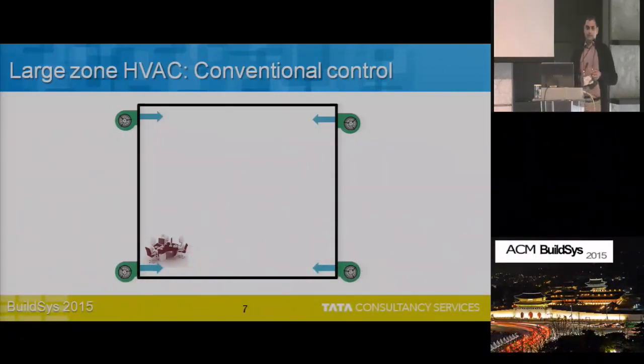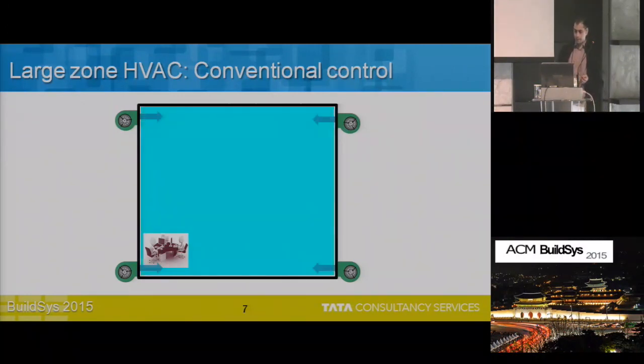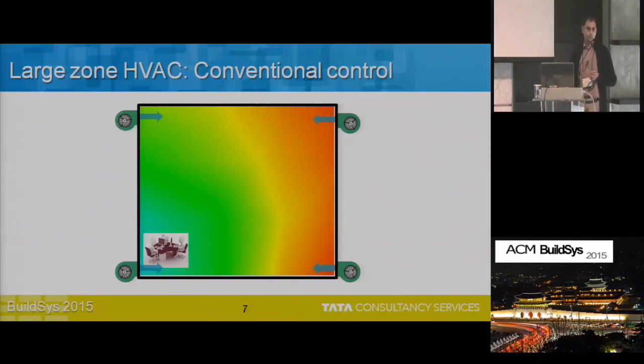For example, let's say you have an occupancy such as shown here, where the occupants are only in one corner of the large zone. Your conventional control, since it does not use any information of occupancy per control, it will try to cool the entire space. But what you ideally want is cool only the space where people are present, and maybe you can allow the other spaces to drift to a higher temperature.